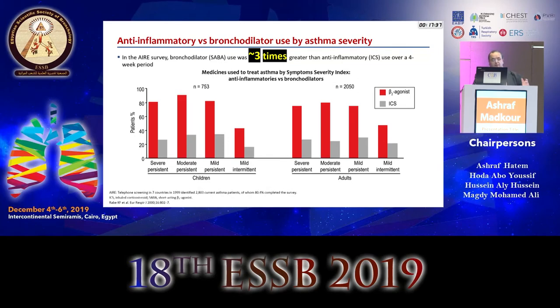والكونسبت، في تو كونسبتس في علاج الازمه في البراكتس، ان في ناس بتعتمد على البرونكو دايليتور، وفي ناس بتكتب الانتي انفلاماتوري. وفي الاير سيرفي البرونكو دايليتور كان يوز 3 تايمز جريتر ذان الانتي انفلاماتوري اوفر لاست 4 ويكس، وده بان حتى في التشيلدرن وبان كمان في الادلتس.